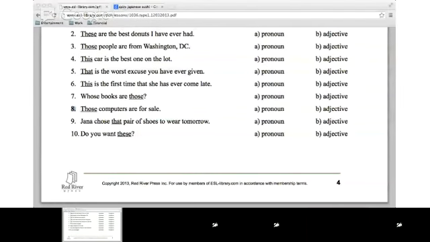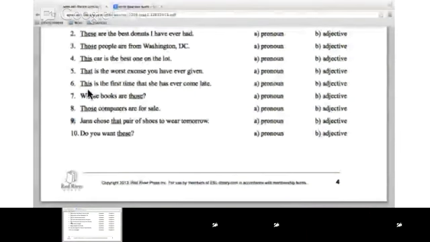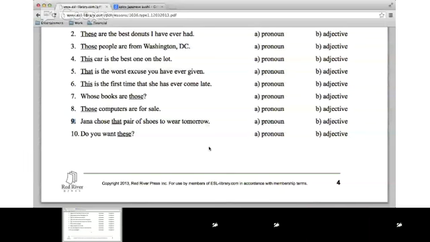Number 8. Number 8 is for Shadan. Those computers are for sale. I think that's adjectives because we have nouns after those. Okay, good. Yes, so we have a noun right after those. So this is actually an adjective. Excellent. How about number 9? And this is for Rex. And I choose that pair of shoes to wear tomorrow. It's adjective. Good. Yes, this is an adjective. We have pair of shoes right after that. Pair of shoes is a noun.